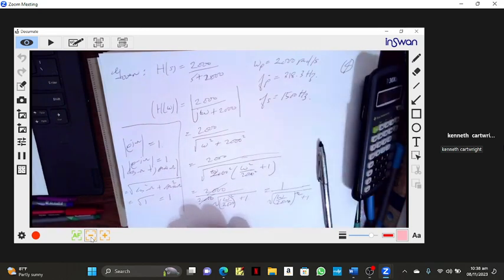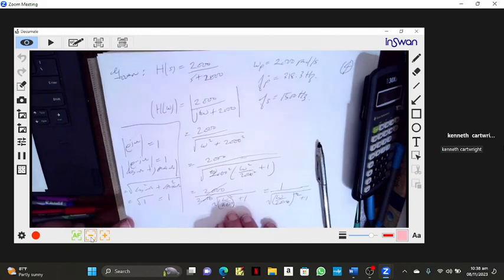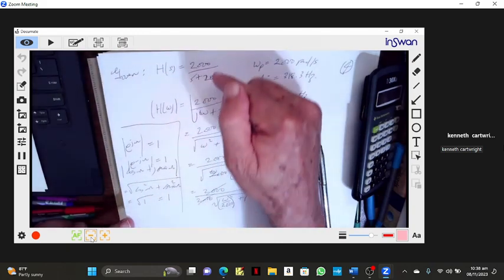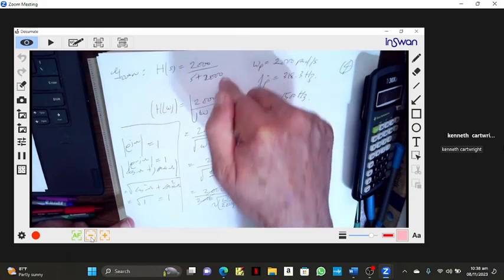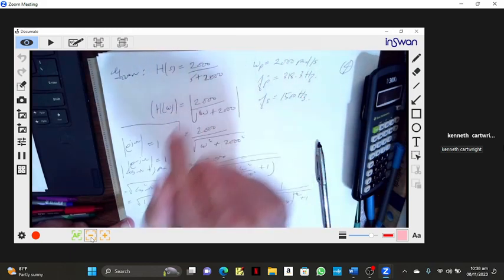Let me go back and repeat what I was doing before I took off on this path. We're given a transfer function. First order, Butterworth low pass filter.